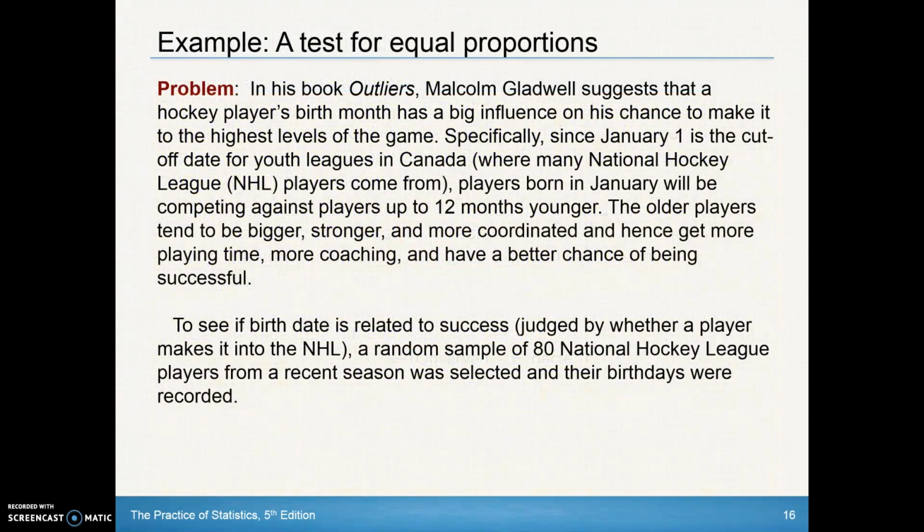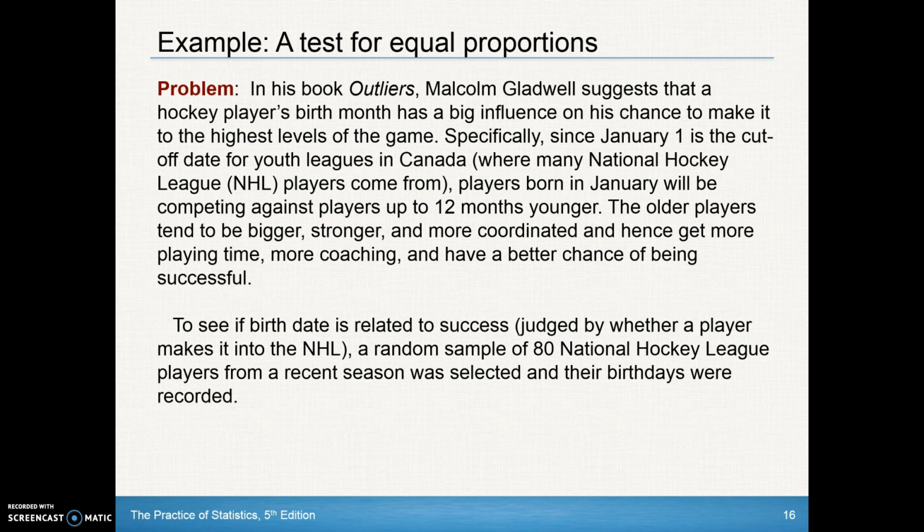So we'll take a look at another problem here and start it off right from the beginning. In his book Outliers, Malcolm Gladwell suggests that a hockey player's birth month has a big influence on his chance to make it to the highest levels of the game. Specifically, since January 1 is the cutoff date for youth leagues in Canada, where many National Hockey League players come from, players born in January will be competing against players up to 12 months younger, those born in December. So the oldest players tend to be bigger, stronger, and more coordinated, and hence get more playing time, more coaching, and have a better chance of being successful.